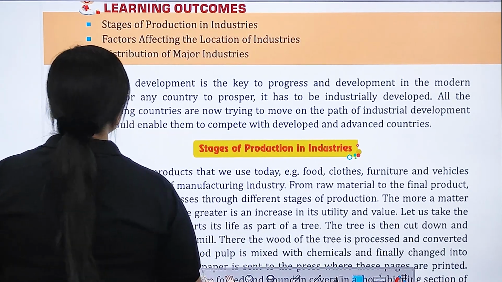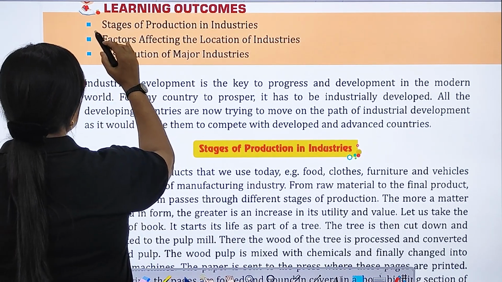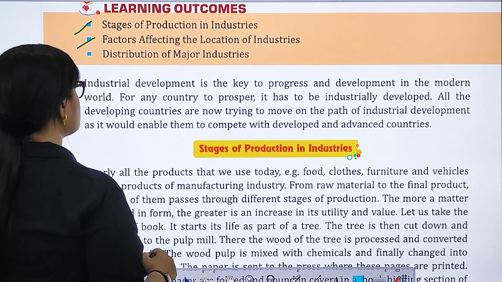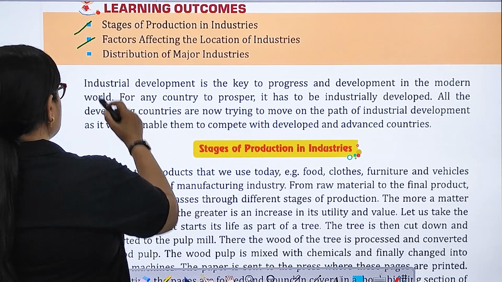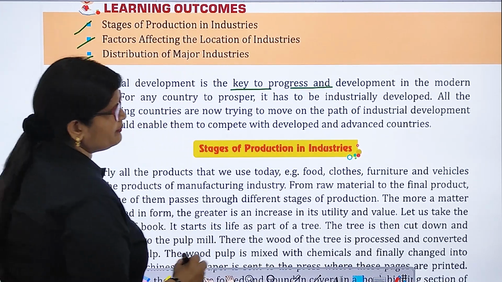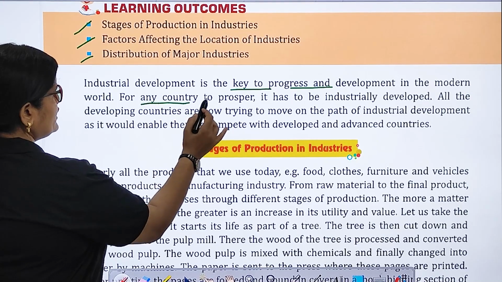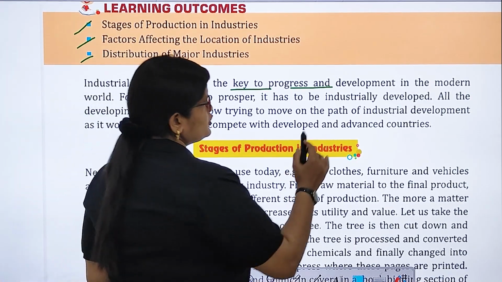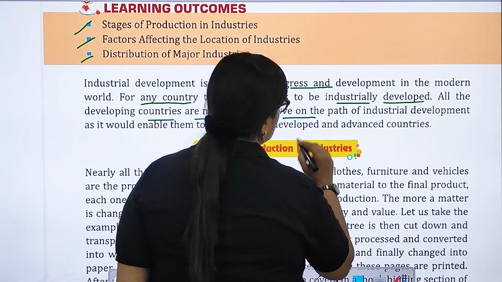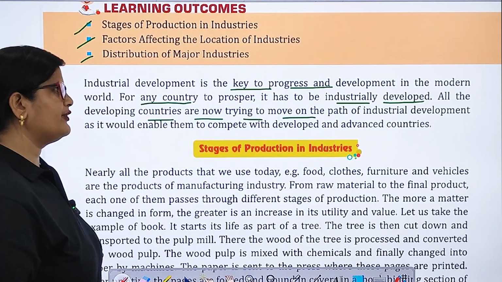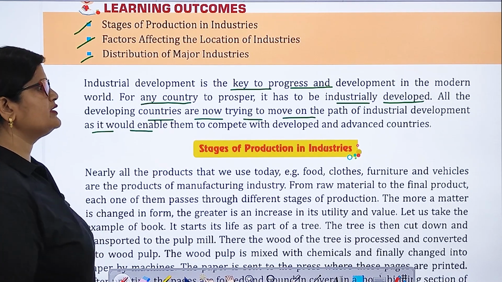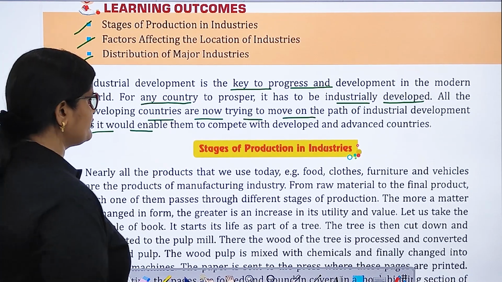So what are the learning outcomes? Stages of production industries, factors affecting the location of industries, distribution of major industries. Industrial development is the key to progress and development in the modern world. For any country to prosper, it has to be industrially developed. All the developing countries are now trying to move on the path of industrial development, as it would enable them to compete with developed and advanced countries.